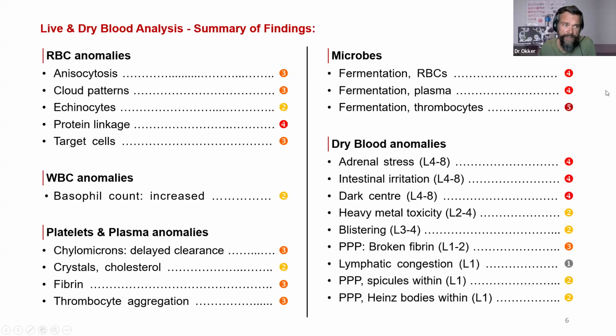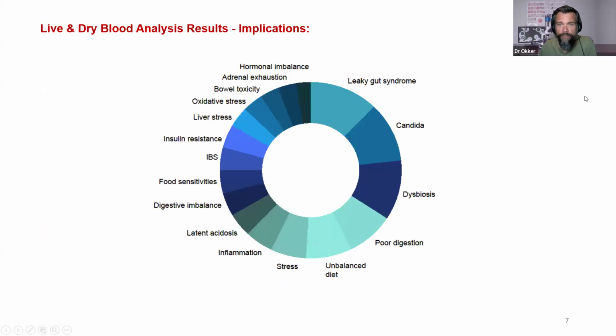We can see on the right-hand side here that fermentation really is a major finding here, very, very important. Also, the intestinal irritation, dark center, they're all related to the Candida issue. So we can easily work out what the main issues are. And this is sort of based on those anomalies.